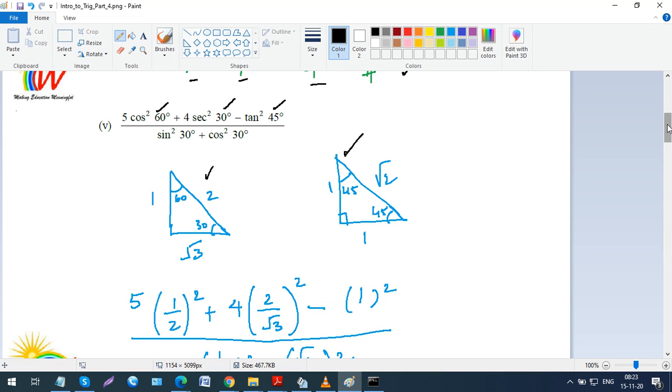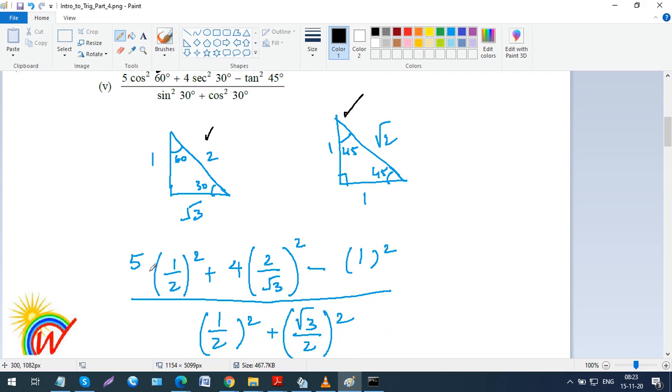As usual, cos 60 is adjacent over hypotenuse for 60, which is 1 by 2. Similarly I write for secant 30, which is 2 by root 3, and tan is opposite over adjacent, so tan 45 is 1 by 1. Then divided by sine square 30 and so on: cos square 60, secant square 30. So I will be squaring the numbers also.